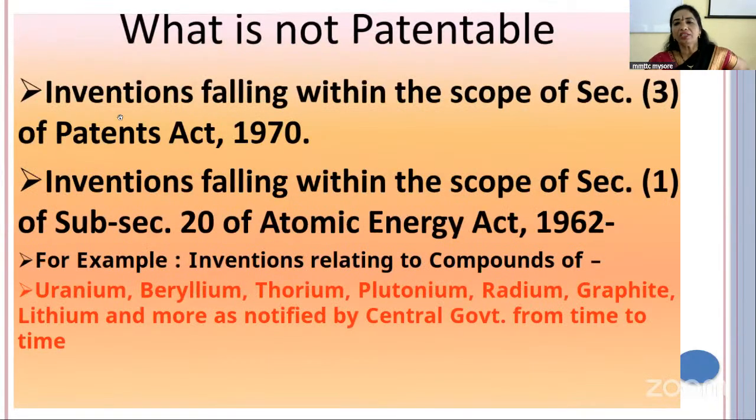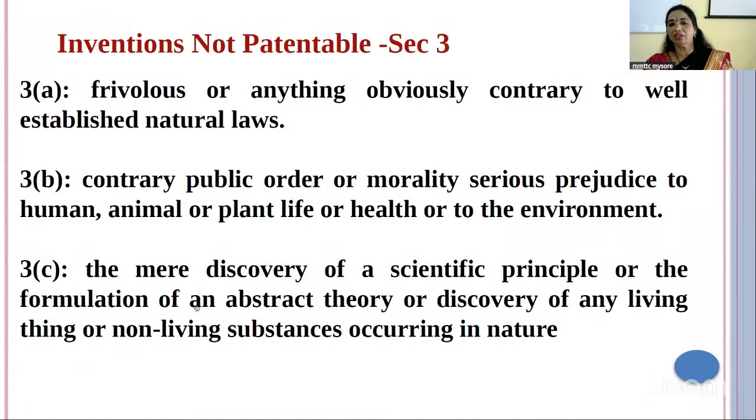Okay, so what is not patentable? Inventions which fall within the scope of the relevant sections of the Patents Act 1970 are not patentable, and also inventions falling within the scope of subsection 20 of the Atomic Energy Act 1962. For example, inventions relating to compounds of uranium, beryllium, thorium, all these radioactive elements. Okay, so why are they not patentable? You know that they are hazardous materials. There is a possibility that they are going to create explosions.